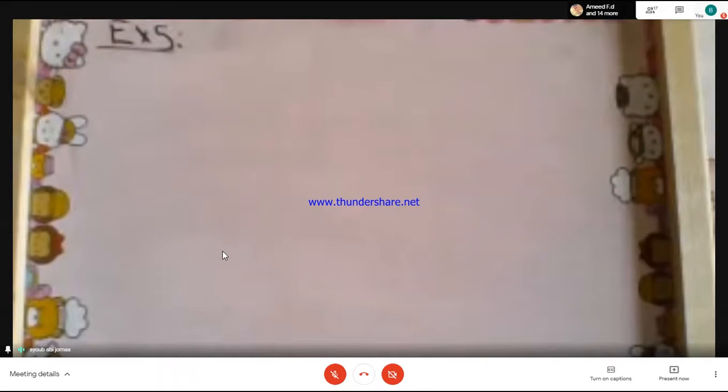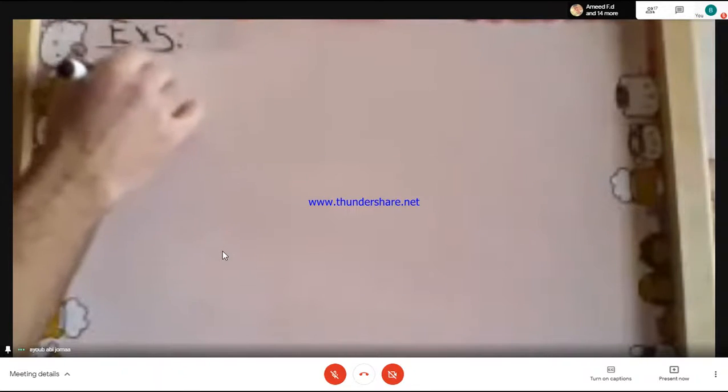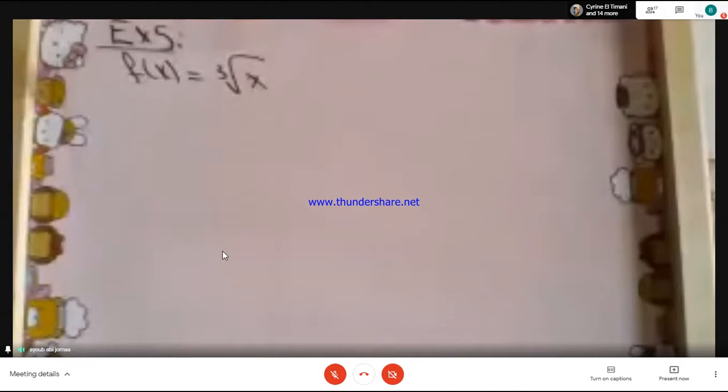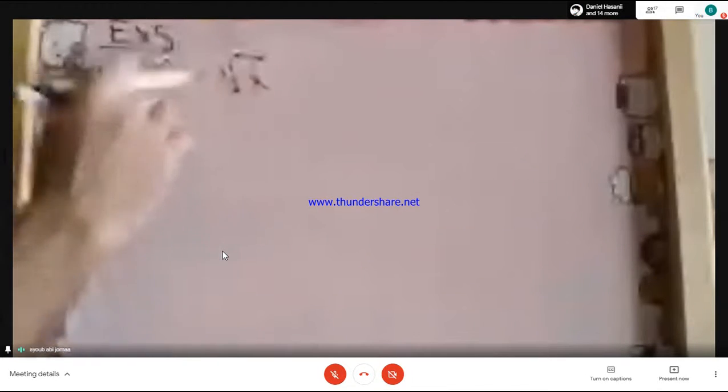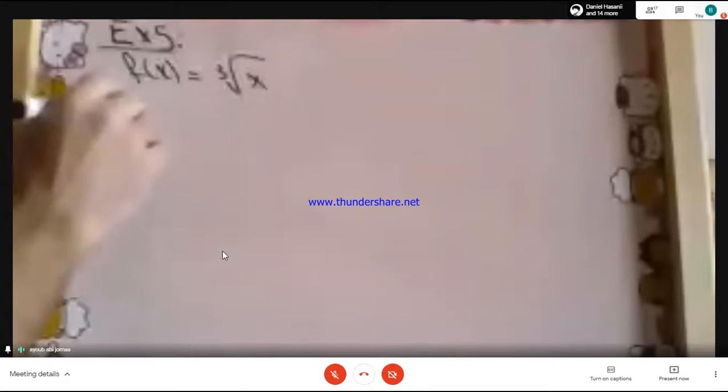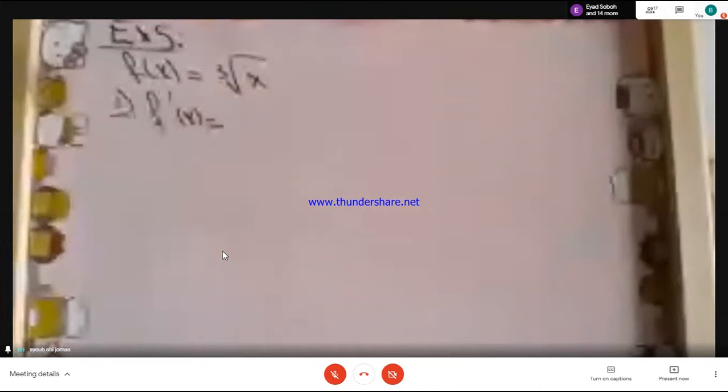Let f be the function defined on R by f of x is equal to the cubic root of x, and C is its representative curve in an orthonormal system. Part 1. Find f prime of x. How to find the derivative. An ordinary question.